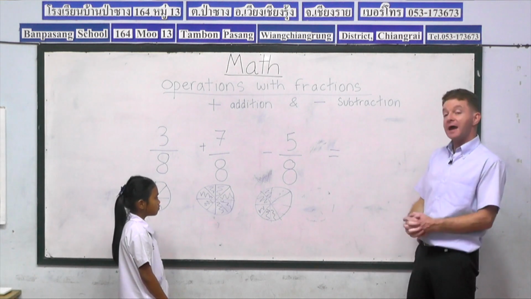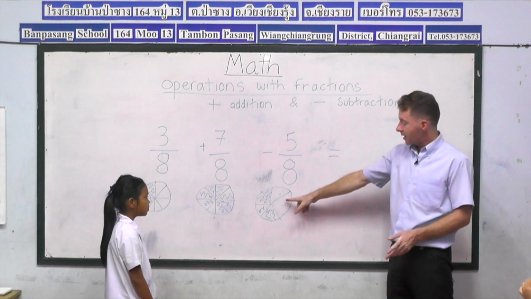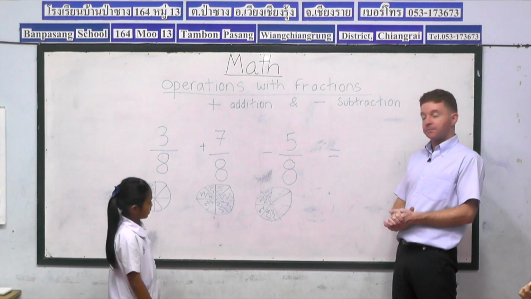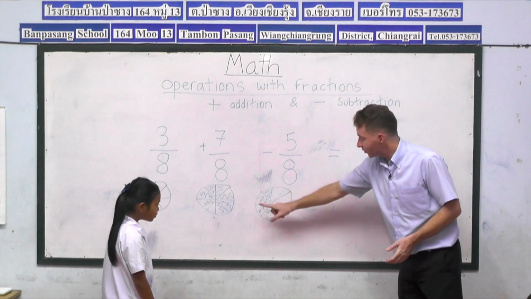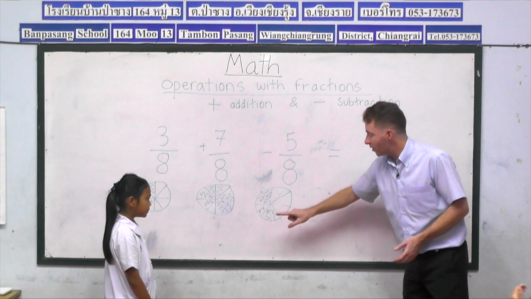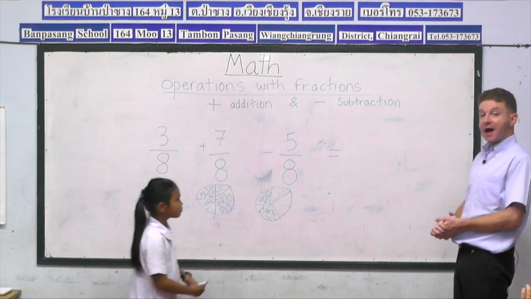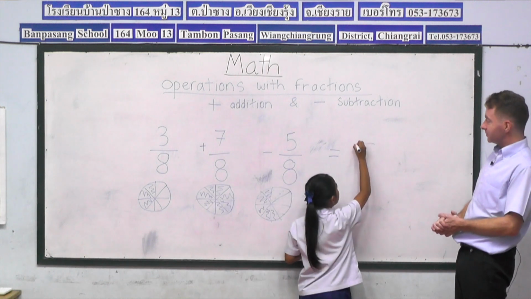And now we have our answer. How many parts of our circle now are completed with blue? 1, 2, 3, 4, 5. So now we have our answer. We can write 5 over 8.